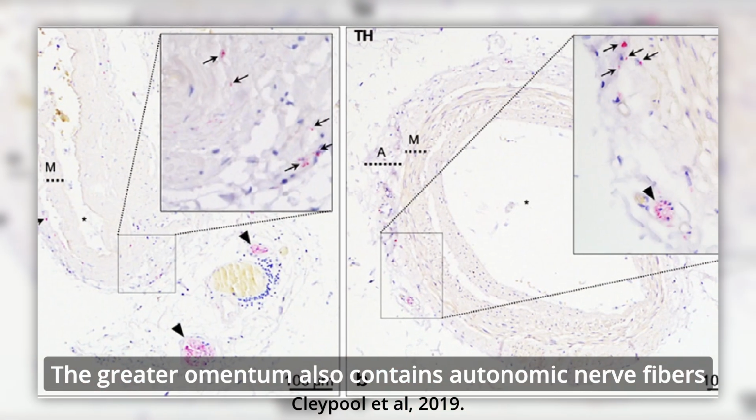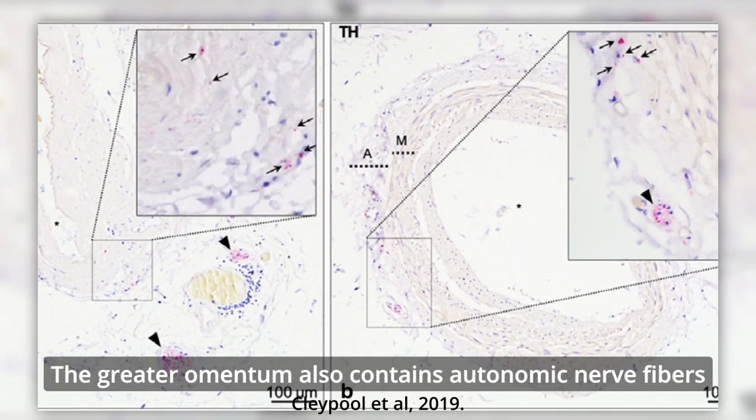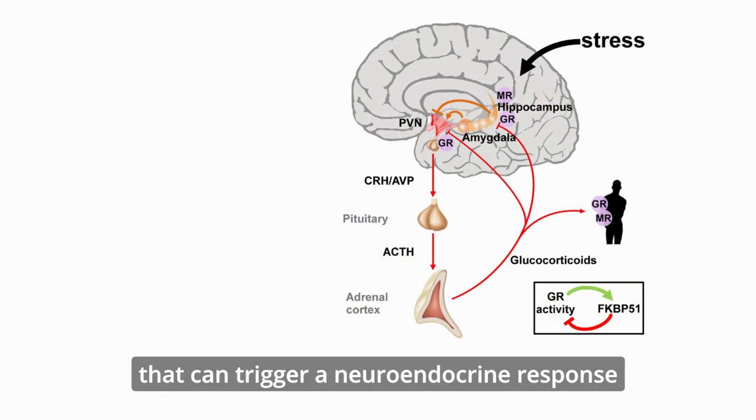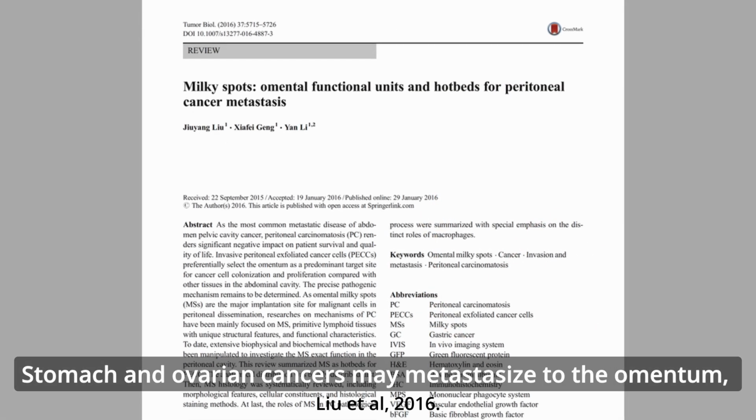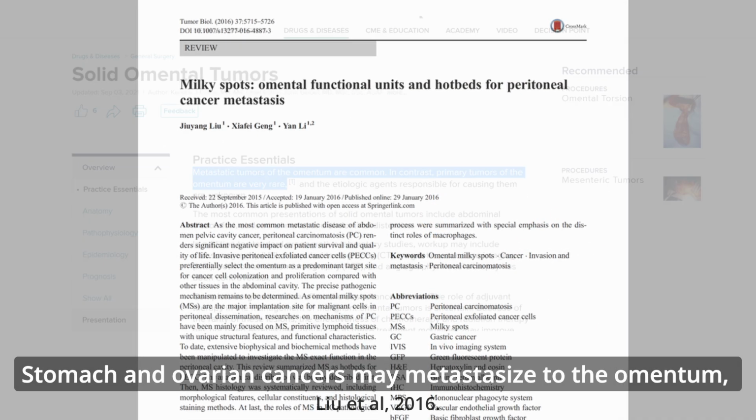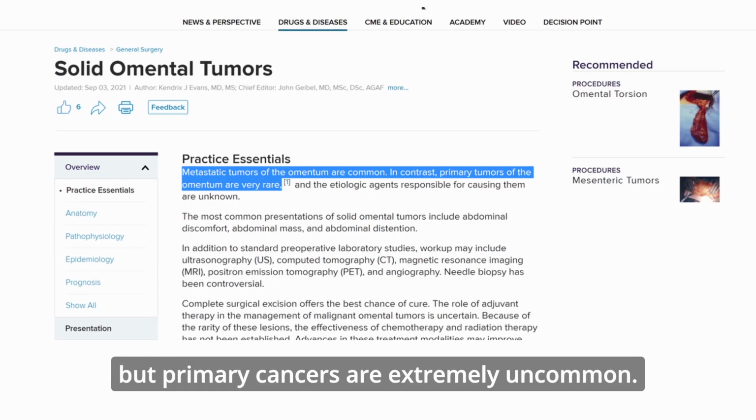The greater omentum also contains autonomic nerve fibers that can trigger a neuroendocrine response through the hypothalamic pituitary adrenal axis. Stomach and ovarian cancers may metastasize to the omentum, but primary cancers are extremely uncommon.